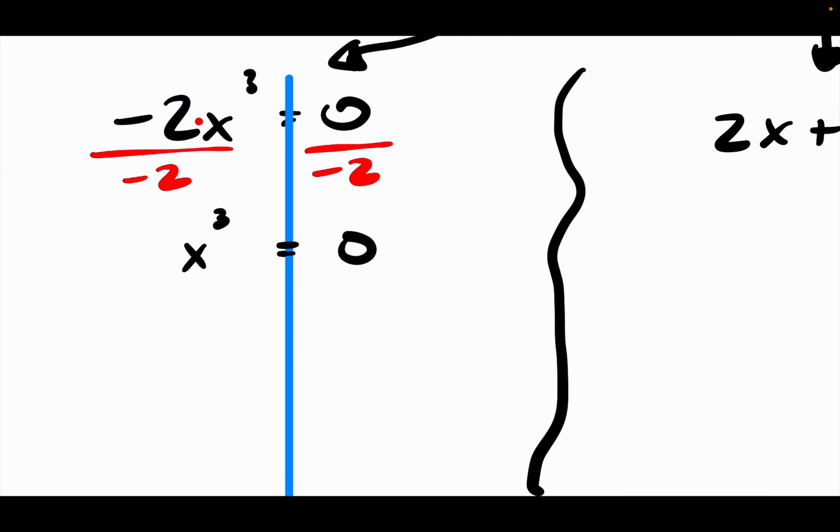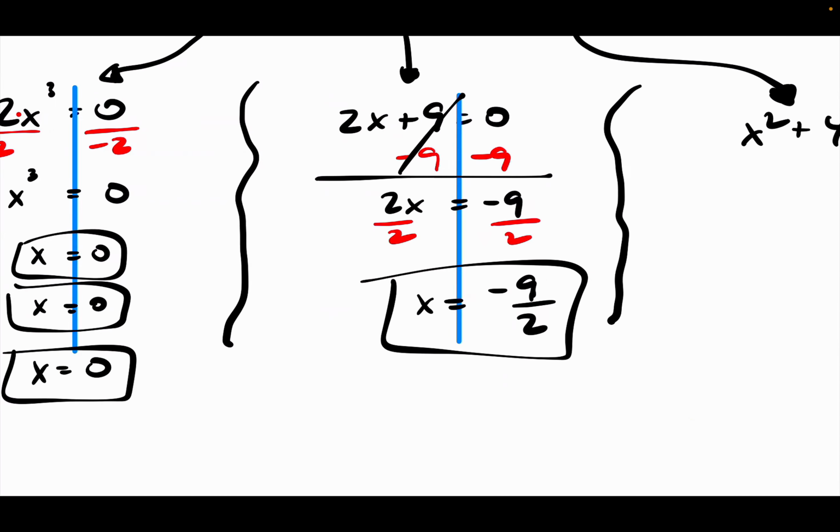Okay. Next guy. Subtract 9 from both sides. Divide by 2, divide by 2. Negative 9 divided by 2. There's a 4th answer. Now we need 2 more. And that's going to be the last guy.